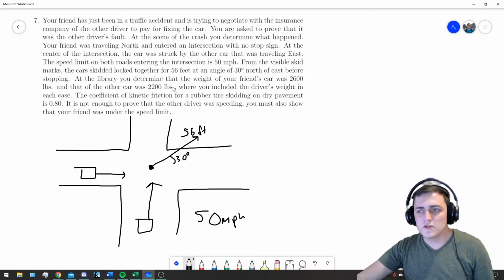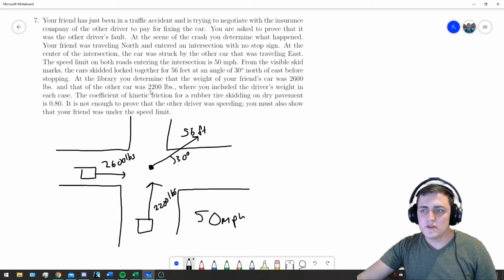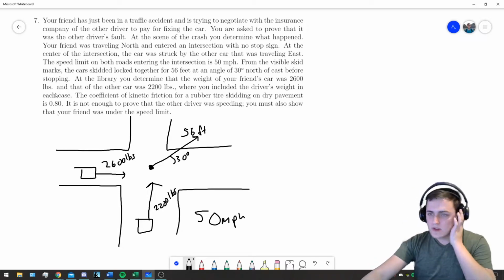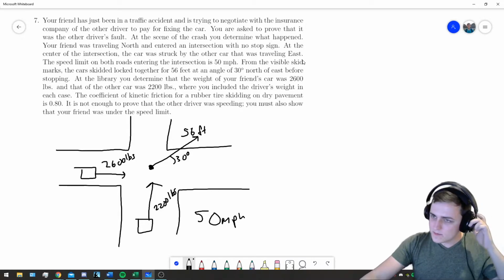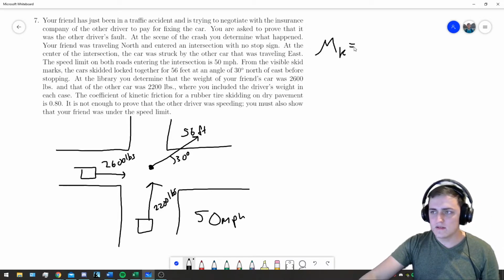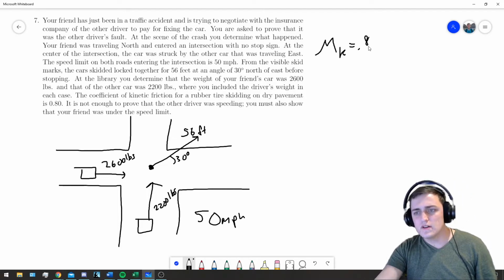At the library, you determine the weight of your friend's car. His is 2,600 pounds. Your car is 2,200 pounds. And we are including the driver's weight, so that's total weight. The coefficient of kinetic friction for a rubber tire is 0.8, μk equals 0.8. It is not enough to prove that the other driver was speeding. You must also show that your friend was under the speed limit.